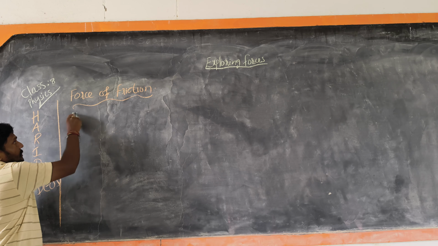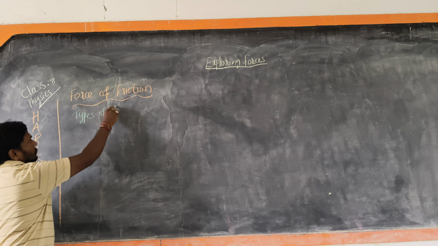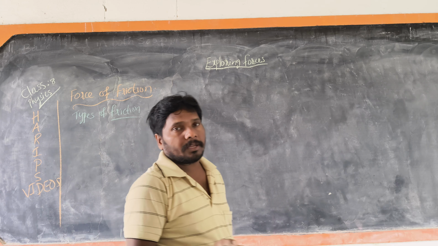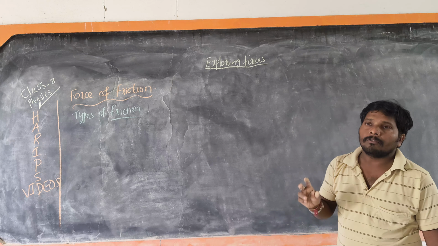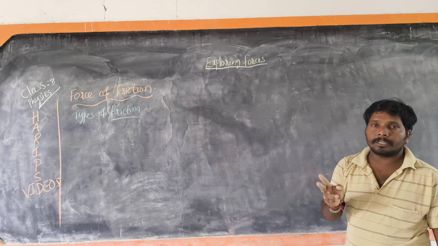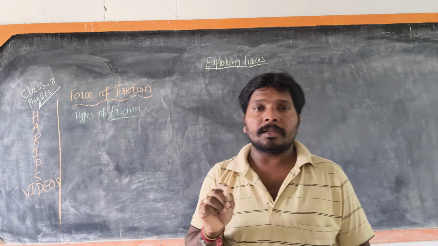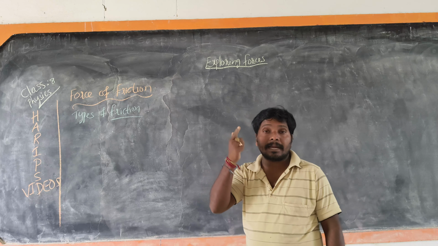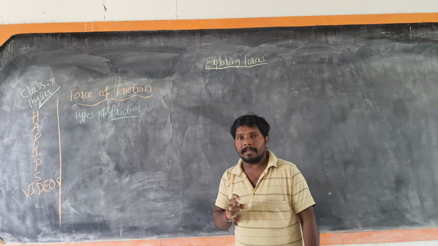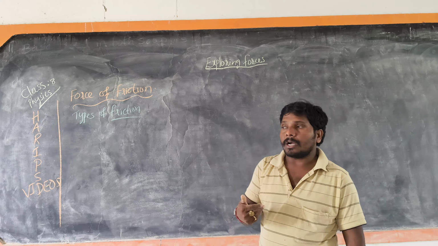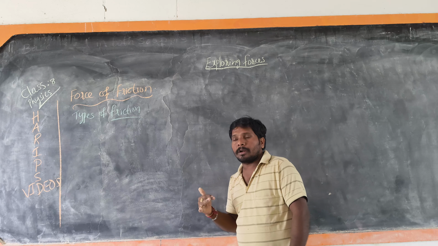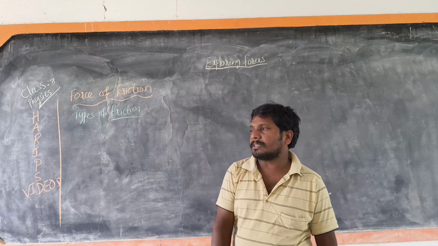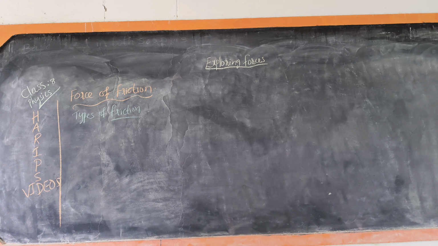Let us know the types of friction. As we already discussed, what is friction? Friction is the force which opposes the relative motion of a body over another body which is at rest. Friction is a kind of force which opposes the relative motion of a body over the surface of another body which is at rest.